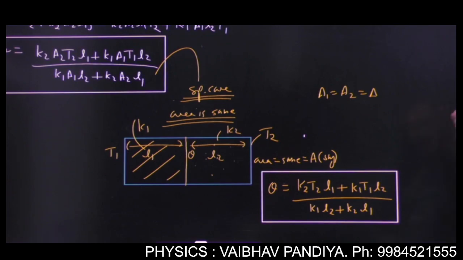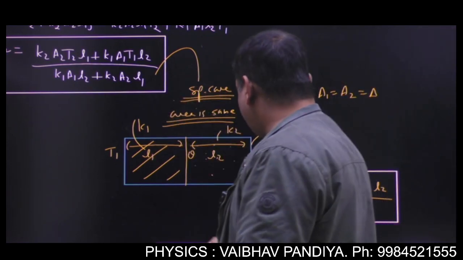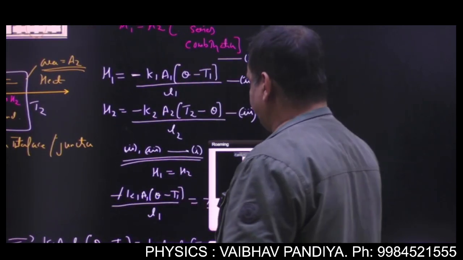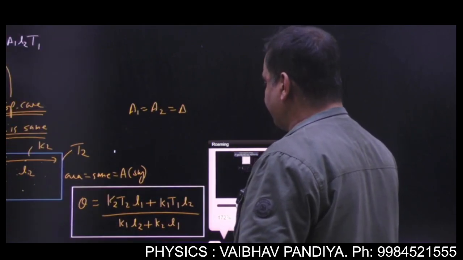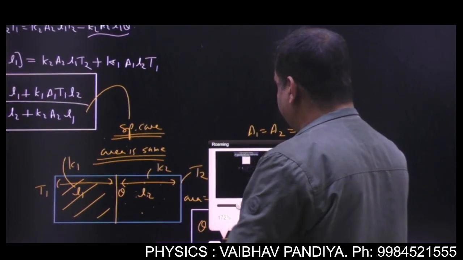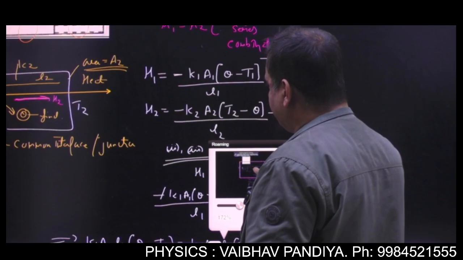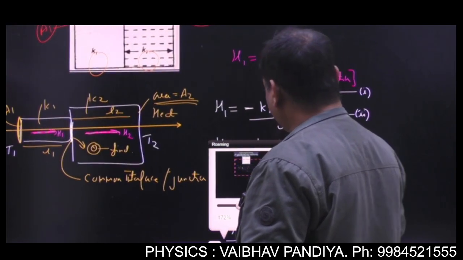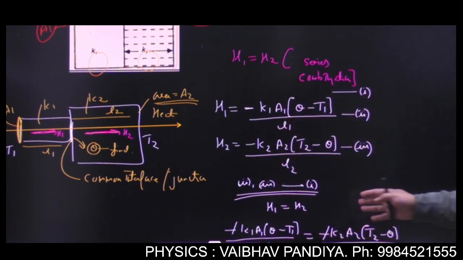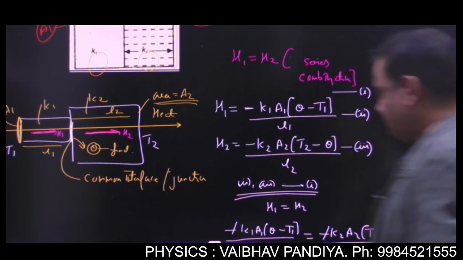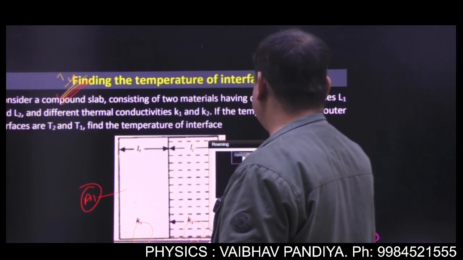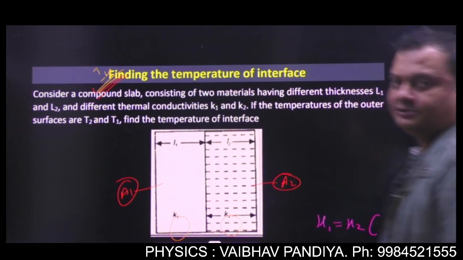So that will be more easily calculated. Either you can take that case as a special case of this formula, or you can derive it from the beginning, and your area will get cancelled away in this equation. That's your choice. If you remember this formula, then take it as a special case, making the area same. Or if you don't remember it, you can derive it from the very basic step, taking the same area. So this is the skill how we find the temperature of the interface of two slabs connected in series. Got it?